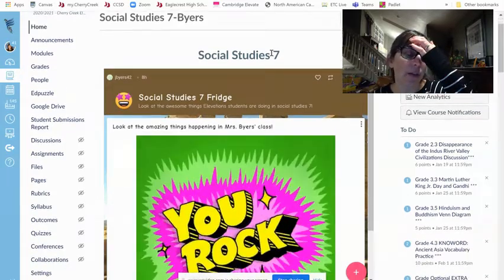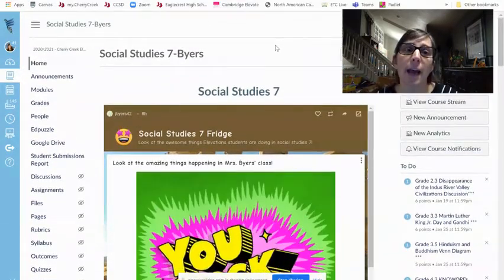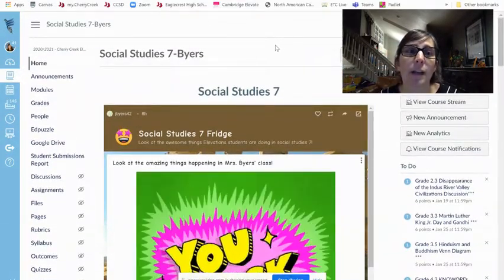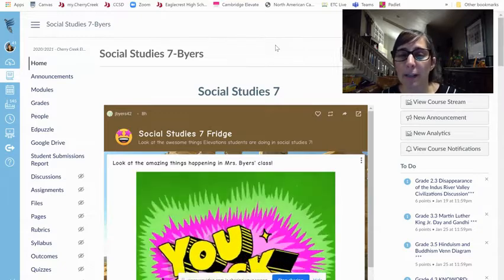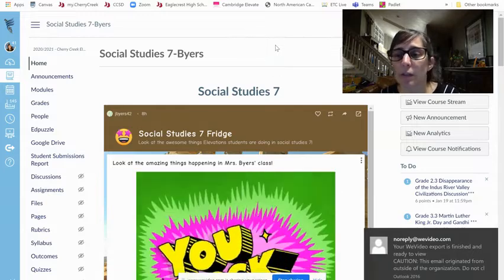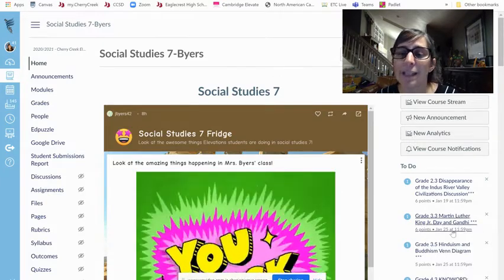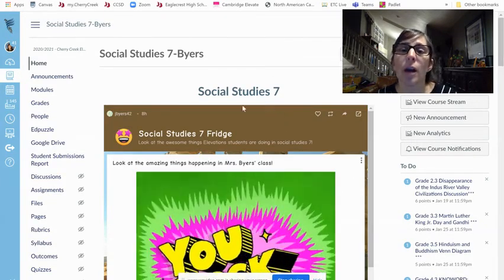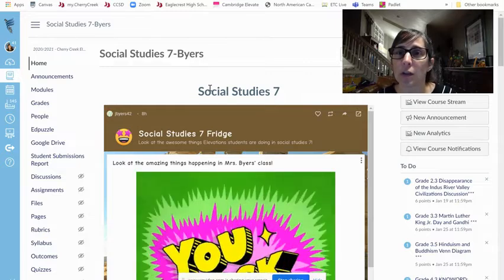Now, one thing I wanted to quickly go over is navigating the Canvas page. Some of you are doing a great job at this, and I apologize if this is repetitive for you. But for those people who are still struggling a little bit with how to get to what you need to do, I want to show it to you here so that it'll help you out and you can really get on top of your work.